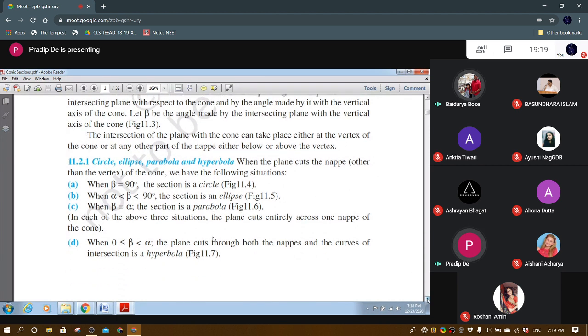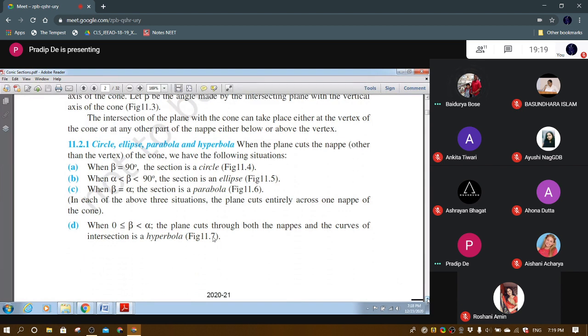Have a look at the diagrams. That we couldn't understand. Which one? Beta equal to alpha? Yes, sir. I mean, I'll show you the diagram.